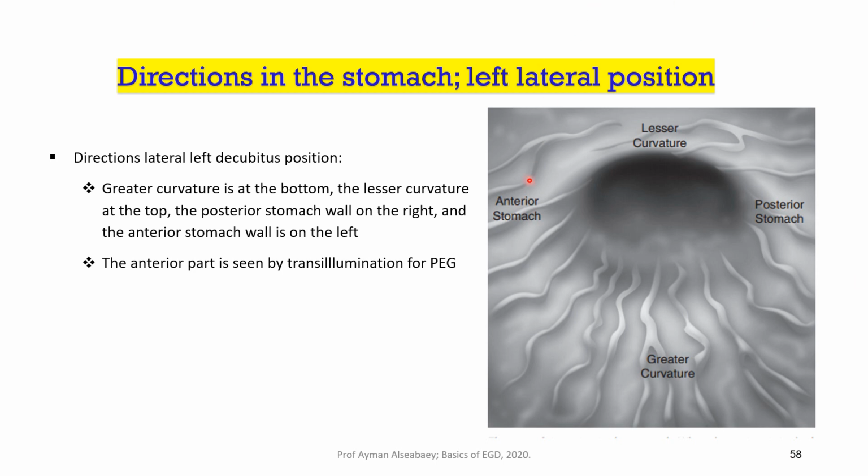When we go to the stomach, the anterior and the posterior will be the same. But the right, which is the upward of the screen, will be the lesser curvature, and the bottom of the screen will be the greater curvature. These directions are very important.